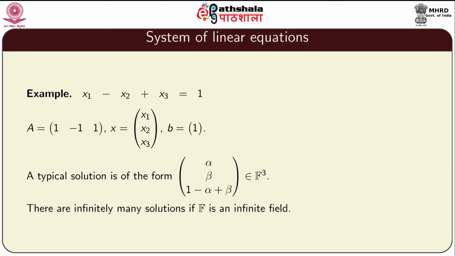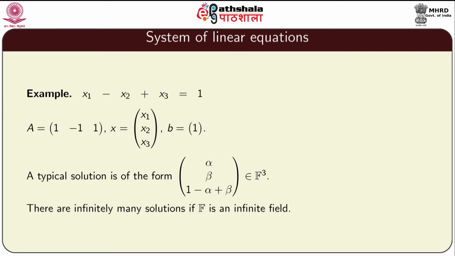Another example. So, you can see there is only one equation. So, m is 1, 3 unknowns, n is 3. So, the coefficient matrix is given by A, which is a row matrix in this case, 1, minus 1, 1. x is the matrix of indeterminates, which is a 3 cross 1 matrix, because there are 3 unknowns. B, the matrix, is just a 1 cross 1 matrix, because there is only one equation and there is only one b1, namely 1.